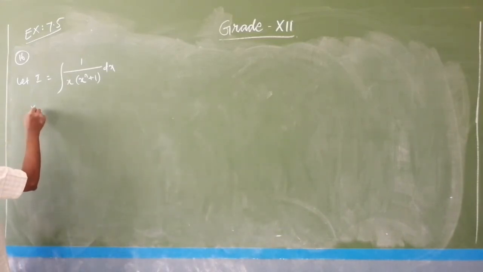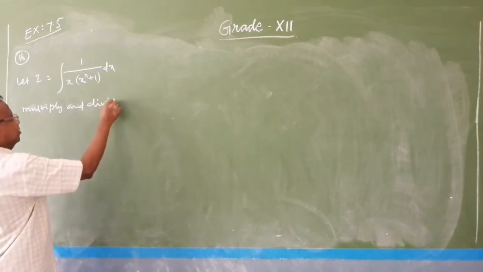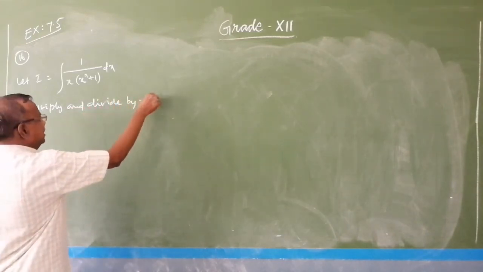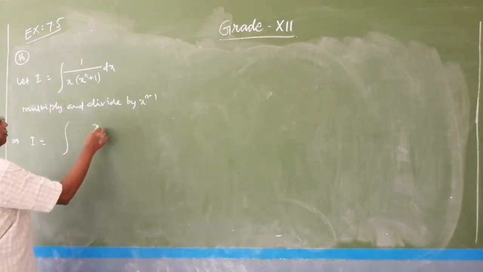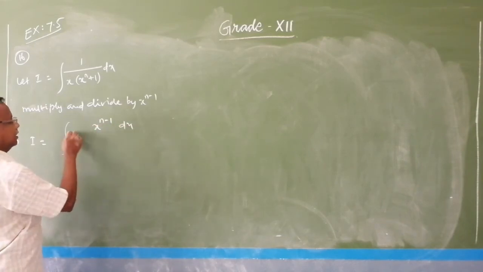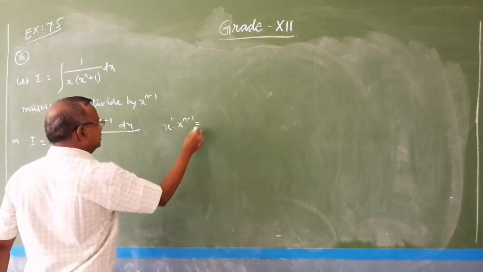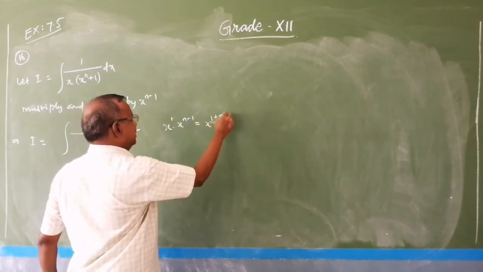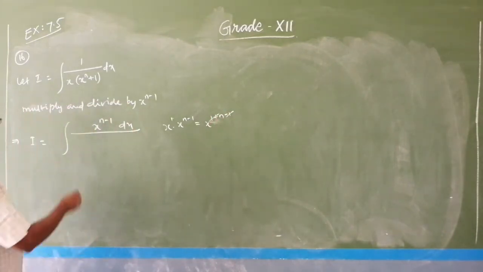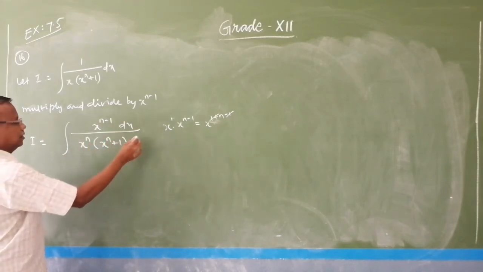So, multiply and divide by x power n minus 1. We have I equals integral x power n minus 1 into dx divided by x into x power n minus 1, which equals x power n only, since x power 1 plus n minus 1 becomes x power n. So, the denominator is x power n into x power n plus 1.